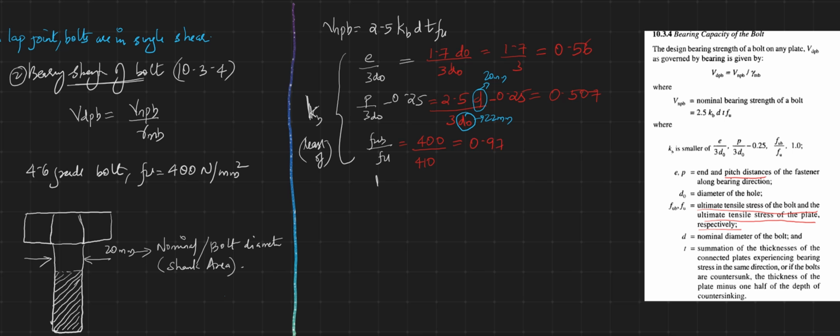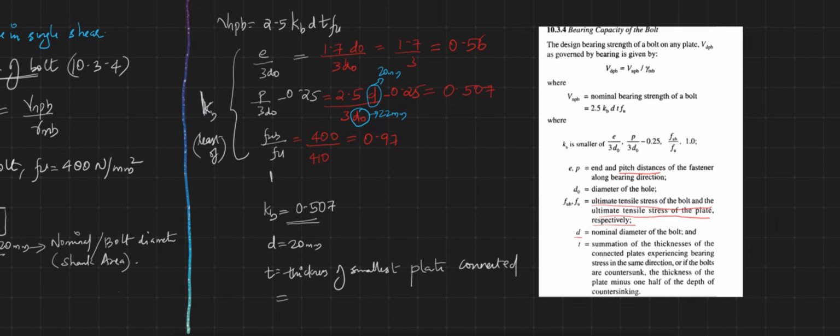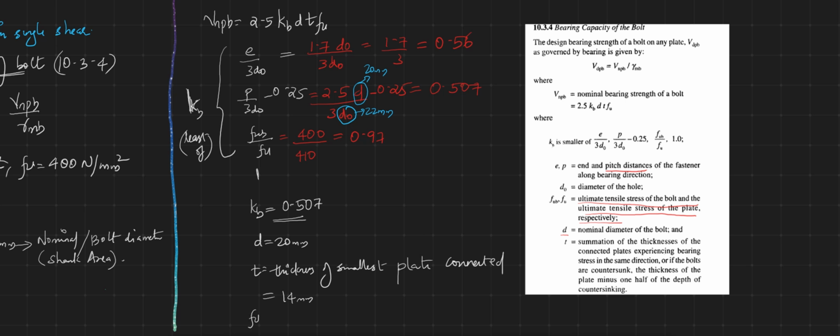So I could take here the KB is equal to the least of these four, that is I could take the KB value as 0.507. The second one, that is D. D here is the nominal diameter of the bolt, so I could write D is equal to 20 mm. Now T is the thickness of the smallest plate. Here we are connecting 14 mm plates. If it was 14 mm and 10 mm, we should take T as 10 mm. Take T as 14 mm. And FU is equal to 410.